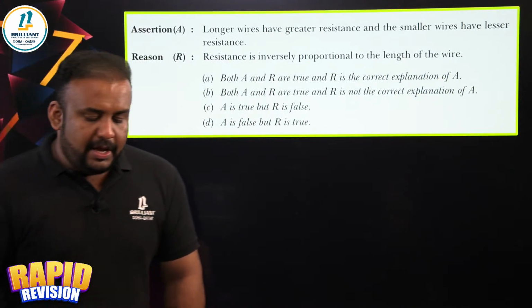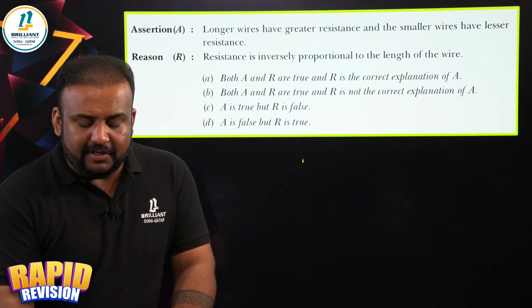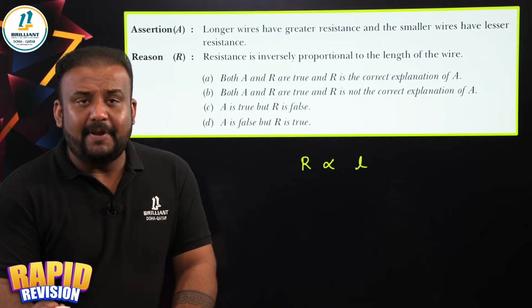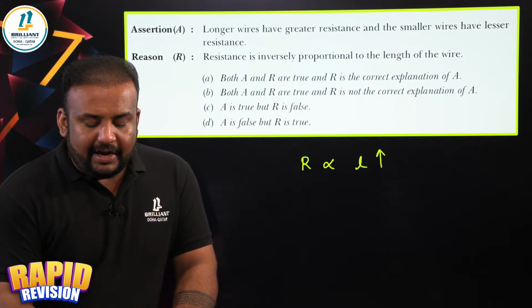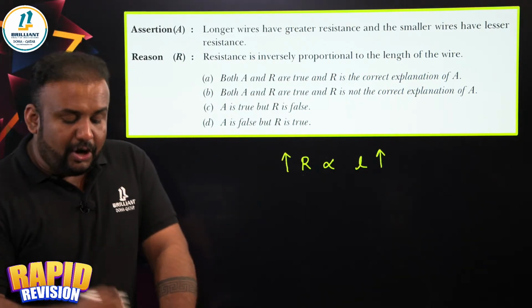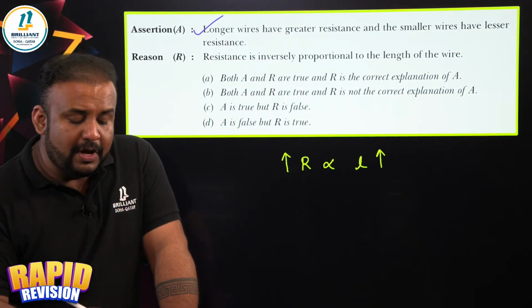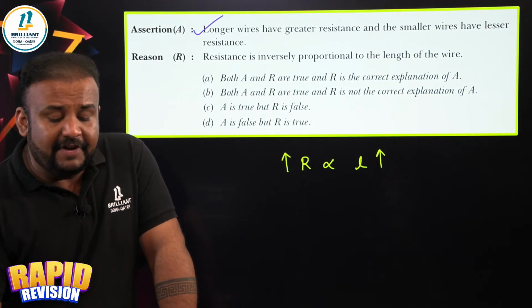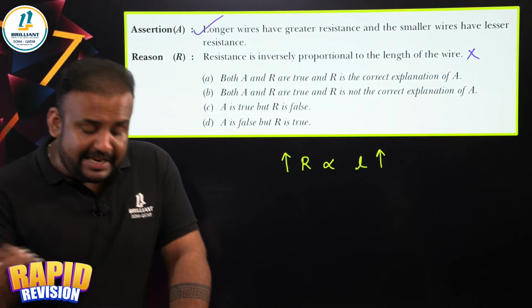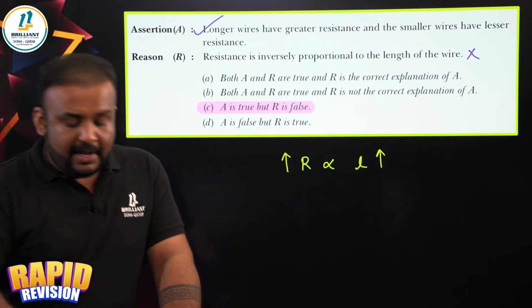Next one. Longer wires have greater resistance and smaller wires have lesser resistance. True or false? Resistance is directly proportional to length. Longer the length, more is the resistance. Isn't it? So longer wires have greater resistance and smaller wires have lesser resistance is true. The reason given is resistance is inversely proportional to length of the wire. That is false. So A is true but R is false.